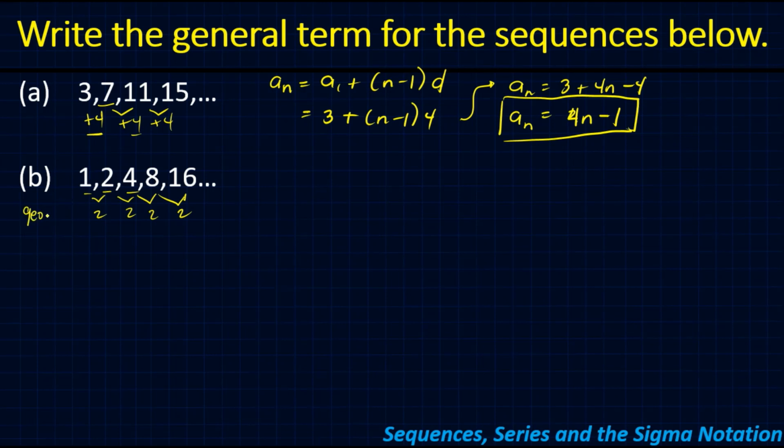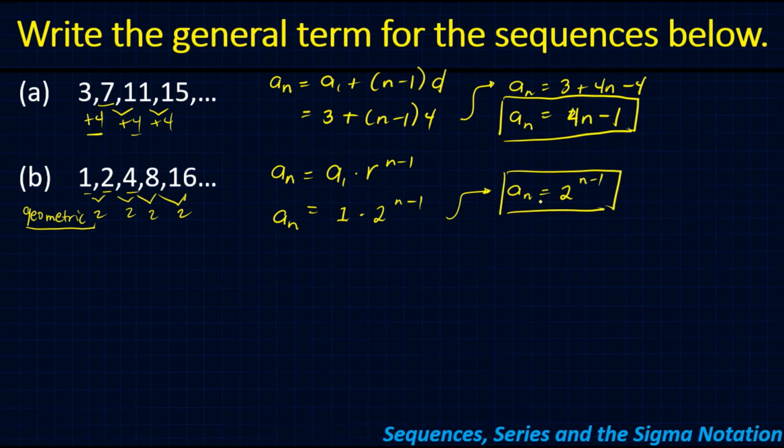Therefore, ito ay geometric. Okay, and when we have a geometric sequence, we are going to use a sub n is equal to a sub 1 times r raised to n minus 1. Okay, so in here, we have a sub n is equal to, ang first term natin is 1, and then our ratio is 2, raised to n minus 1. Okay, so 1 times 2 raised to n minus 1, a sub n is equal to 2 raised to n minus 1. And this is now the general form of this, or general term of this sequence.